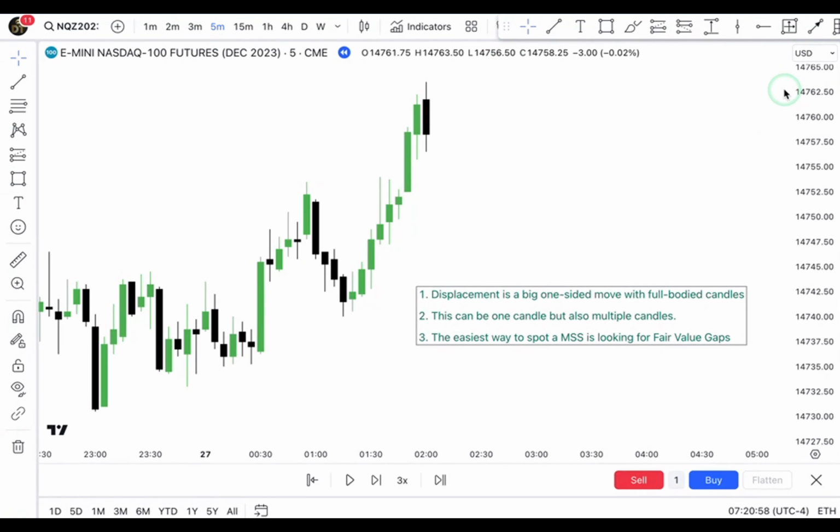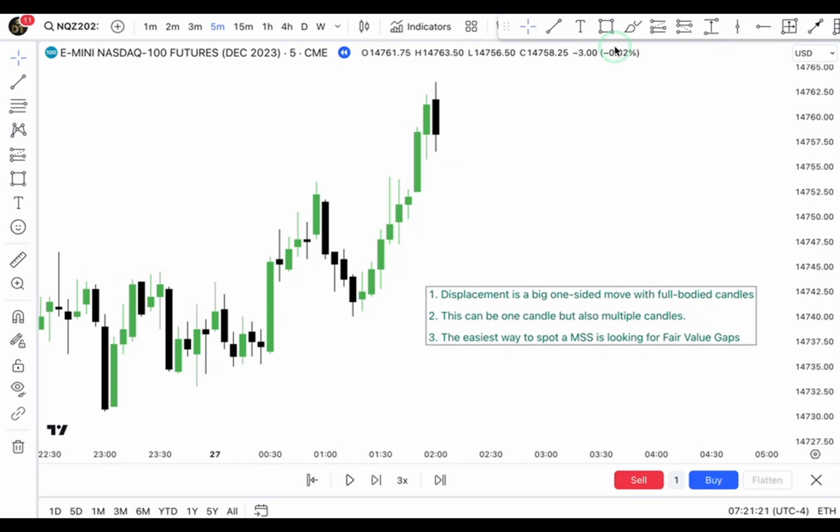So what is displacement? Displacement is a big one-sided move with full body candles. This can be one candle, but it also can be multiple candles. And the easiest way to spot a market structure shift is looking for fair value gaps. In this example, you see a big move upwards, leaving a fair value gap. This is called displacement. This is a huge move up. And what you often see, we're going to talk about this in a minute, is price loves to trade back to the place where displacement was and where the fair value gap is, and then moves away.